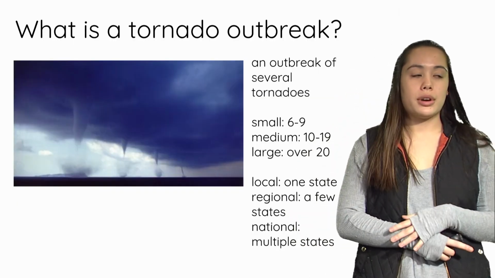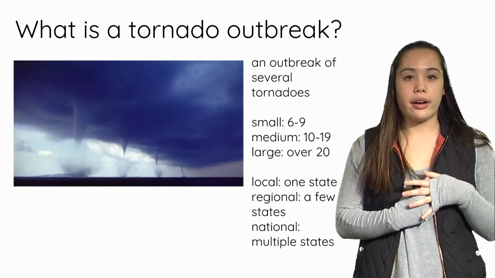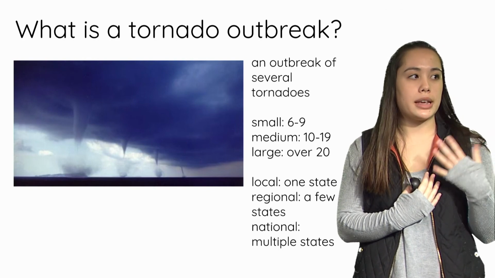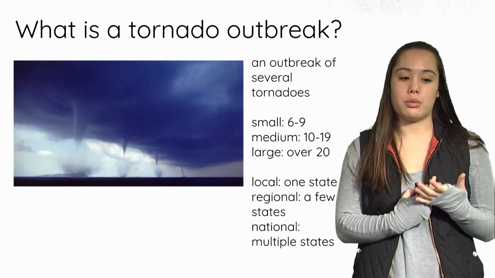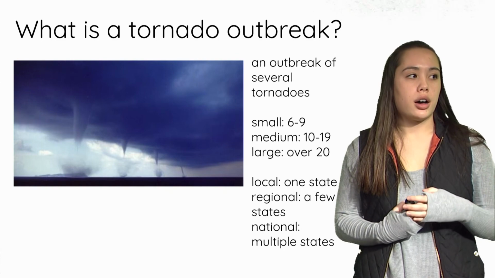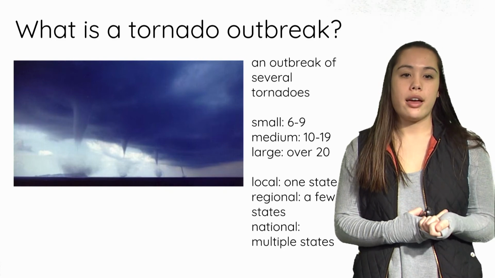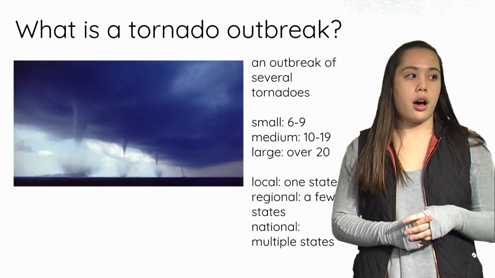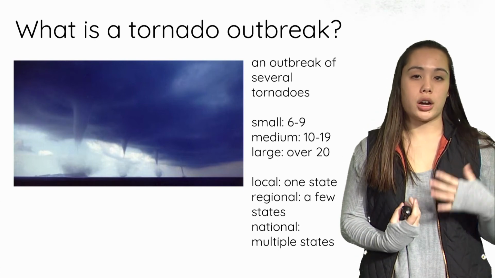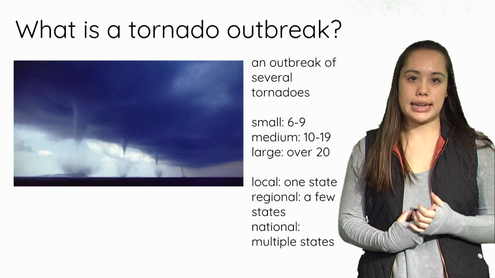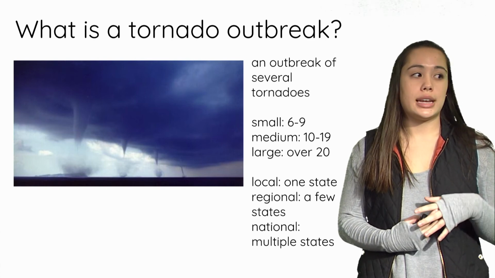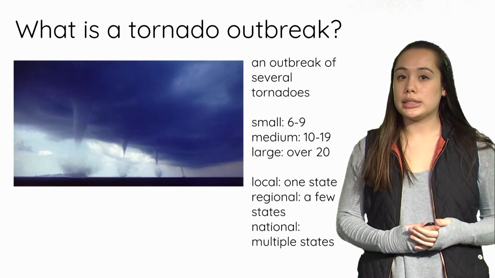So, what exactly is a tornado outbreak? It's classified differently based on how many tornadoes are within the outbreak. Small is like 6 to 9 tornadoes, medium is 10 to 19, and large is 20 and up. It's also classified by where it occurs. Local is just within one state, regional is within a few states, and national is in multiple states.